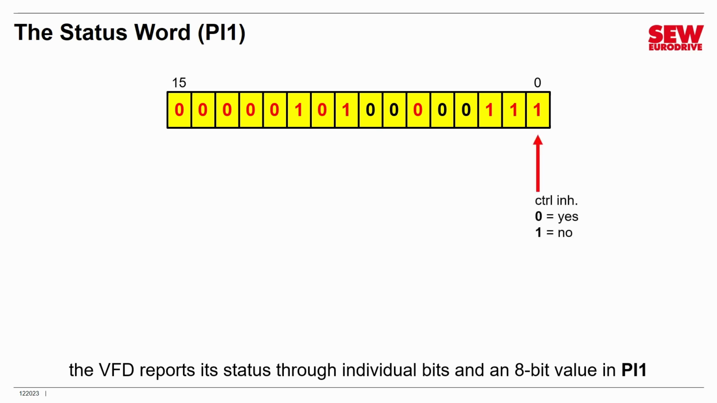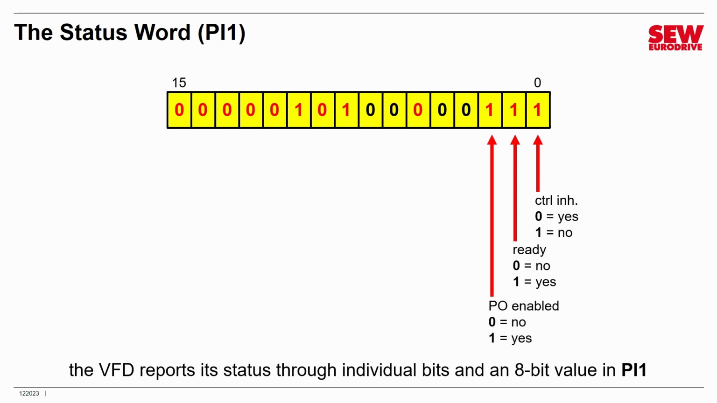Bit 0 tells you if the VFD is in control or inhibit mode. If there's a 0 in this bit, it is. If there's a 1 in it, it isn't. Bit 1 is the ready signal. If it's a 1, the VFD is ready, and if it's a 0, the VFD is not ready. Bit 2 indicates whether the VFD is listening to process output words. Normally this will be 1, meaning yes, but 0 means no. In other words, it will communicate back to your PLC that it's in some other mode than field bus mode.